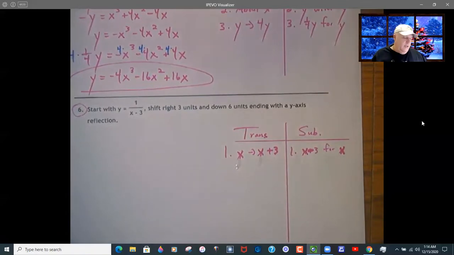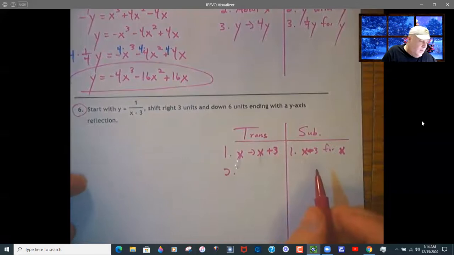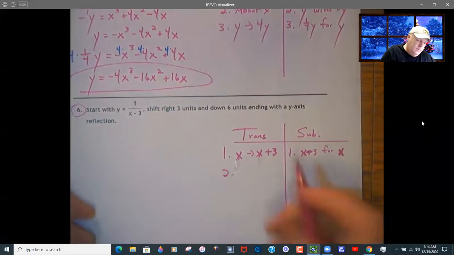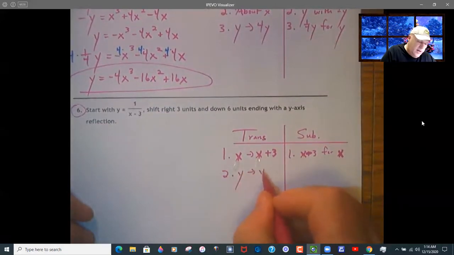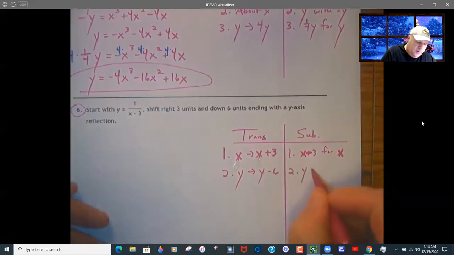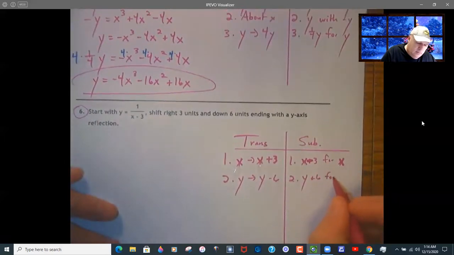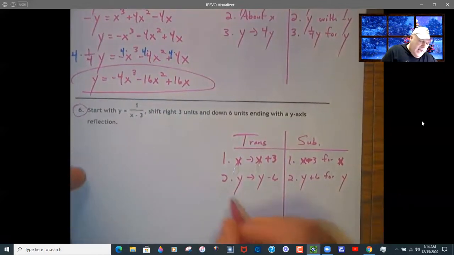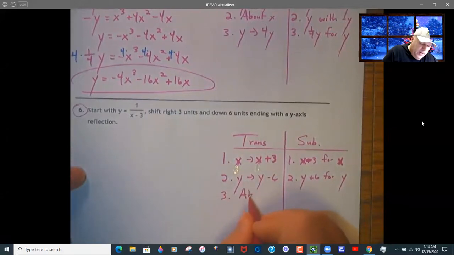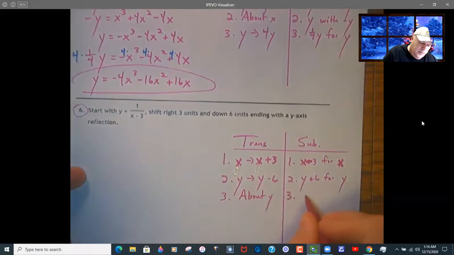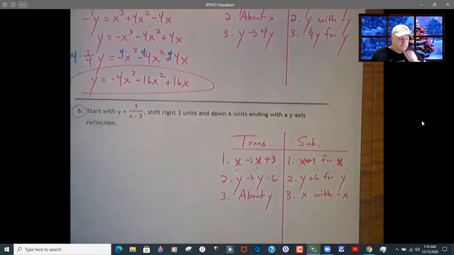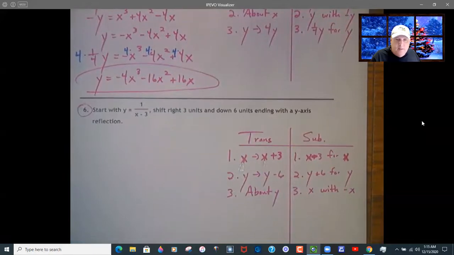All right, so x goes to x plus 3. Step 2, 6 units down. And so y is going to go to y minus 6. So we're going to have y plus 6 in for y. Ending with the y-axis reflection. So we're going about y, and that means we're going to replace x with negative x. Excuse me. So it's always the opposite as you do this.